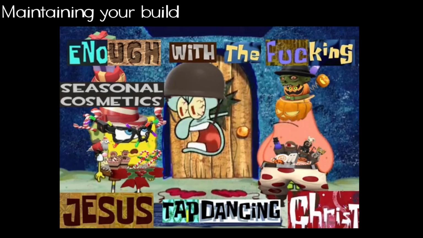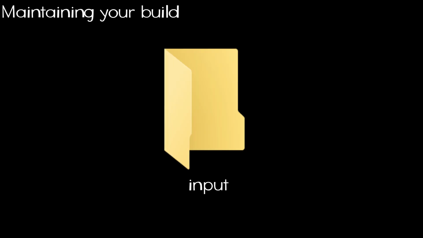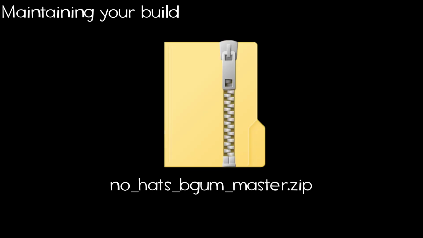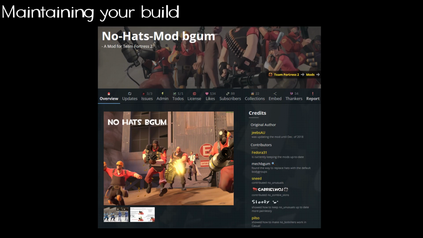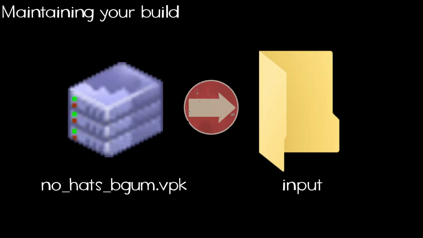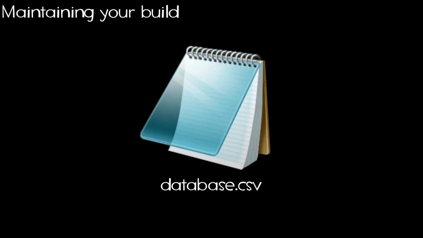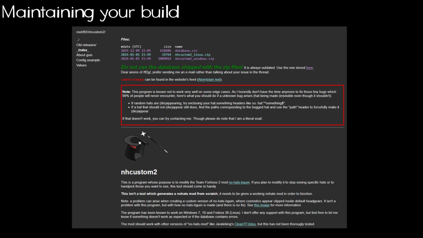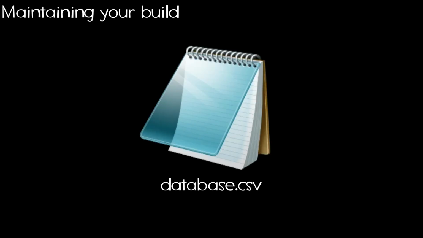Unfortunately, TF2 is going to keep receiving new updates that do nothing but add more cosmetics, so when those times do come around, summer, Halloween, and Smissmas, make sure to update your custom build. You can do this by deleting the contents of your input folder, re-downloading the NoHats mod from GameBanana, and extracting the contents of the newest nohatsbgum.vpk into your input folder. You'll also need to download an up-to-date database.csv from the NoHats mod website. The author of this mod is active, and you can expect the mod plus database to be updated whenever TF2 receives an update itself.